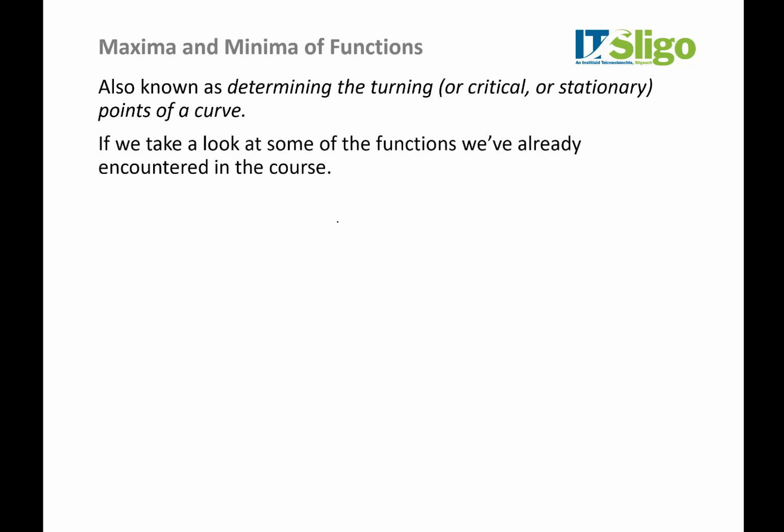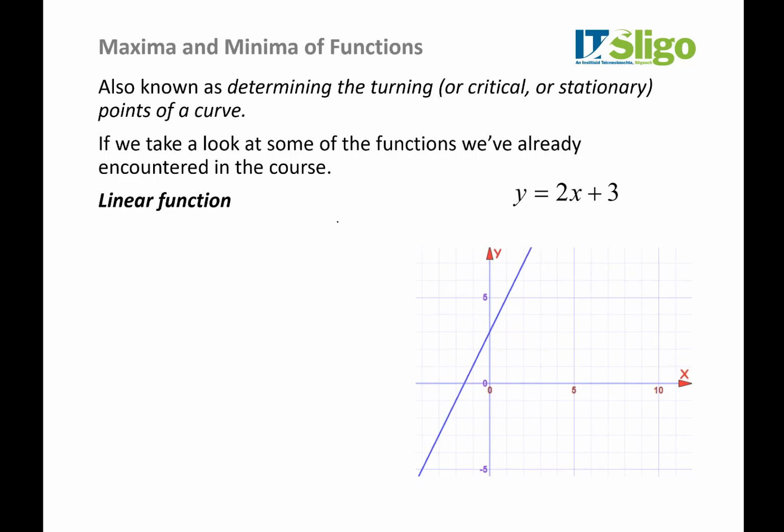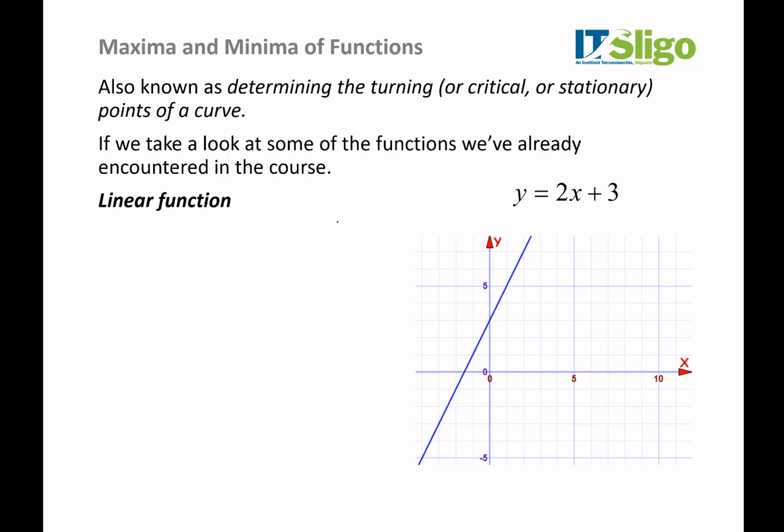So if we take a look at some of the functions we've already encountered, we have the linear function. This is just a typical example: y is 2x plus 3. We look at the graph and there's no turning point. The slope is always positive. In this case it's got a slope of 2. We've got our y-intercept, but the curve continues at this slope for infinity, so it never turns. So a linear function has no turning points. Remember, we identify a linear function: highest power on x is 1.